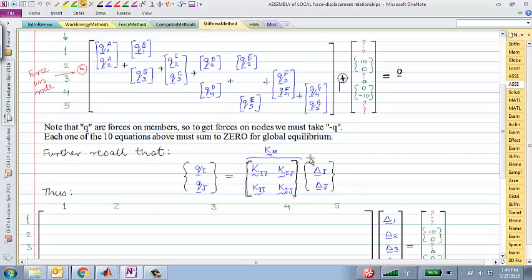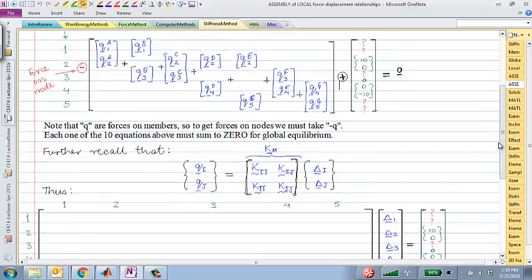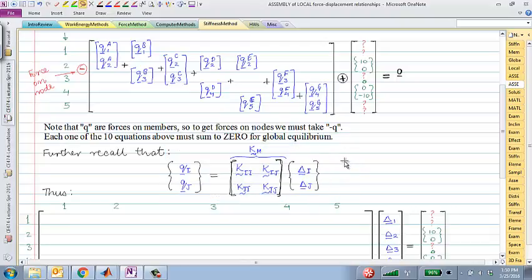This relationship holds for each and every element A through G. I have a 4 cross 1 here. This is indeed 4 cross 1 because 2 times 2 cross 1, right? And each one of those members is contributing a 4 cross 1 vector to the force vector. So what I'm going to do here is I'm going to show you a couple of examples, and then I'll ask you to fill the rest of it out as an in-class exercise.